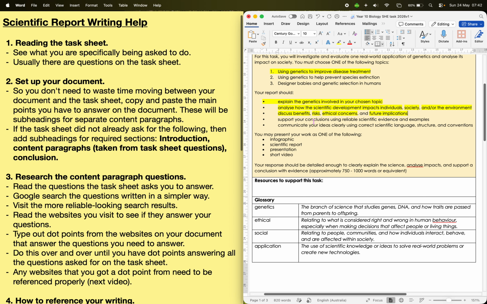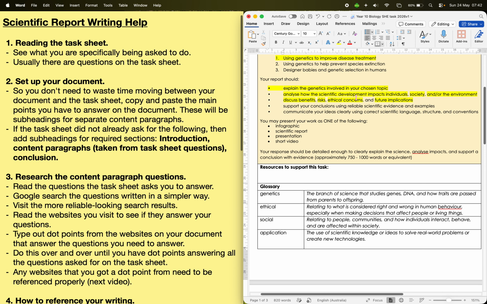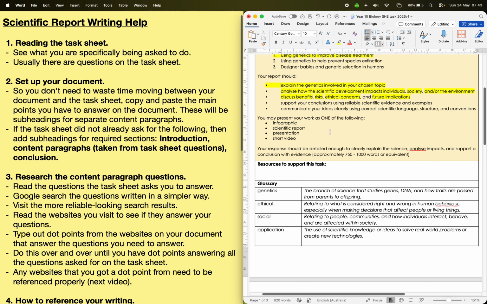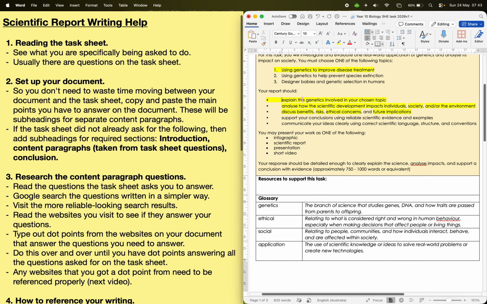I need to support my conclusions using reliable scientific evidence and examples. I'm doing that by answering all of these, so that's just more fluff to tell me basically that I need to write a good assignment based on these points that I've highlighted. Communicate your ideas with correct scientific language and data. That's more blah about the background of, I need to write a good assignment about these points that I highlighted.